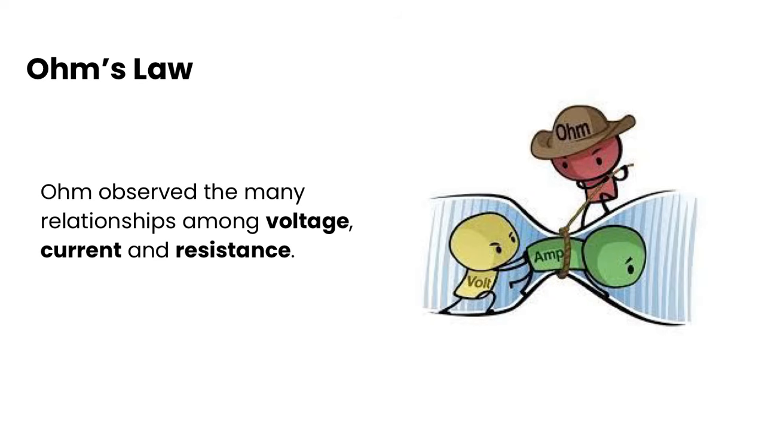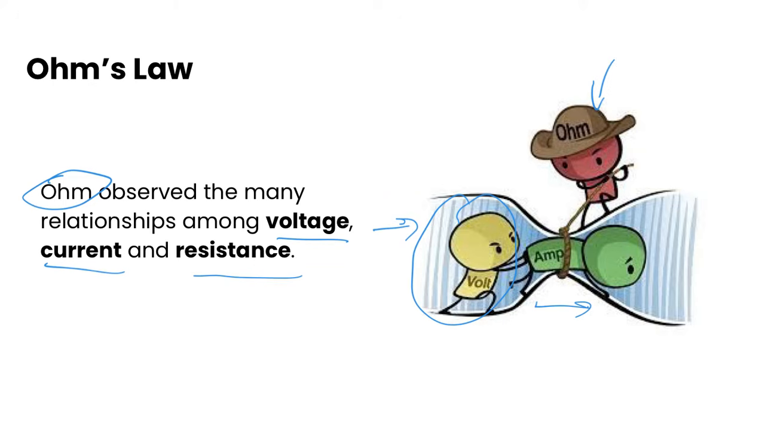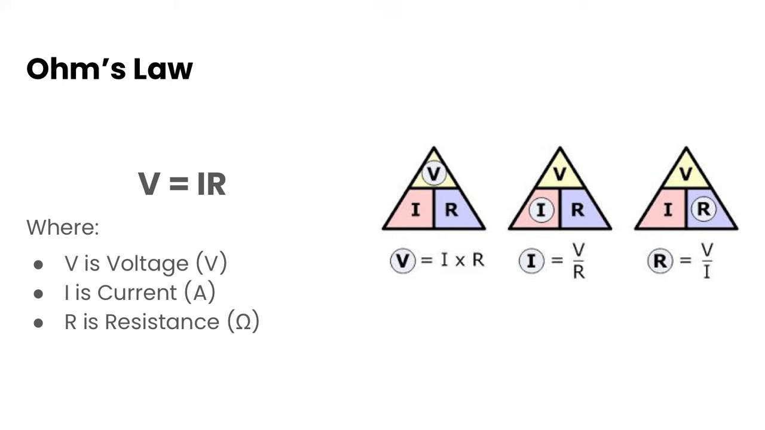Now, what is Ohm's law? Well, Ohm himself was a scientist that observed the many relationships between voltage, current, and resistance. Remember, voltage is like the force pushing our current through the circuit, and then our resistance is slowing down both the voltage and the current in our circuit.